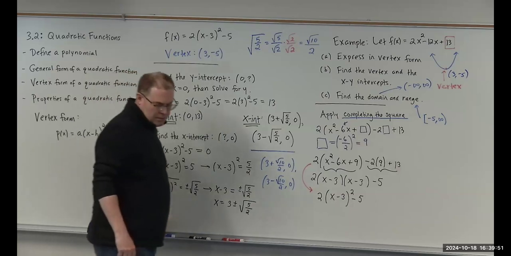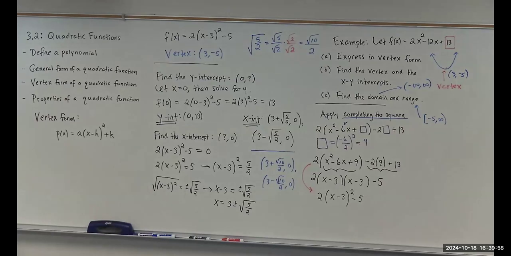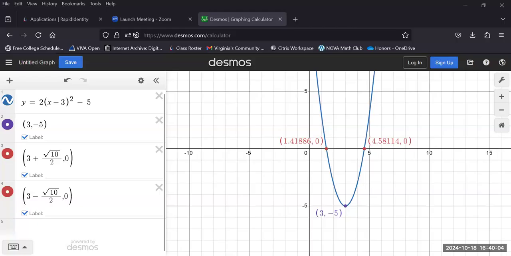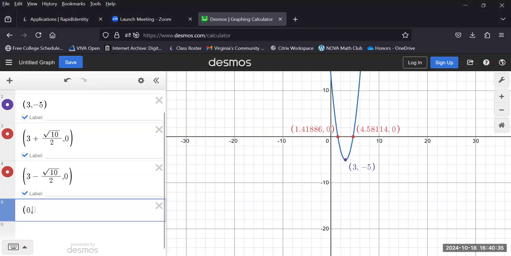All right, so if we put all the pieces together, this is what the graph is going to look like. I'm going to share that here. So here are the roots that we found, and these are basically the approximations. Then you see the vertex we got was 3, comma negative 5. And your y-intercept, by the way, is up here. Just plot that. It was at 0, comma 13.